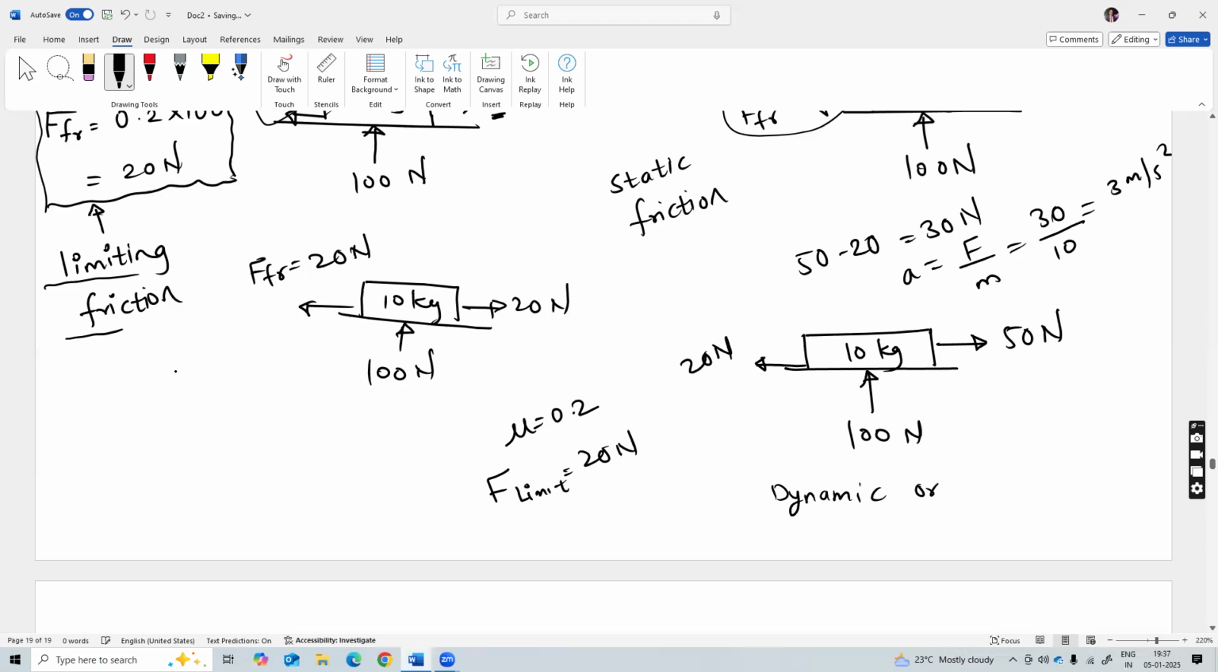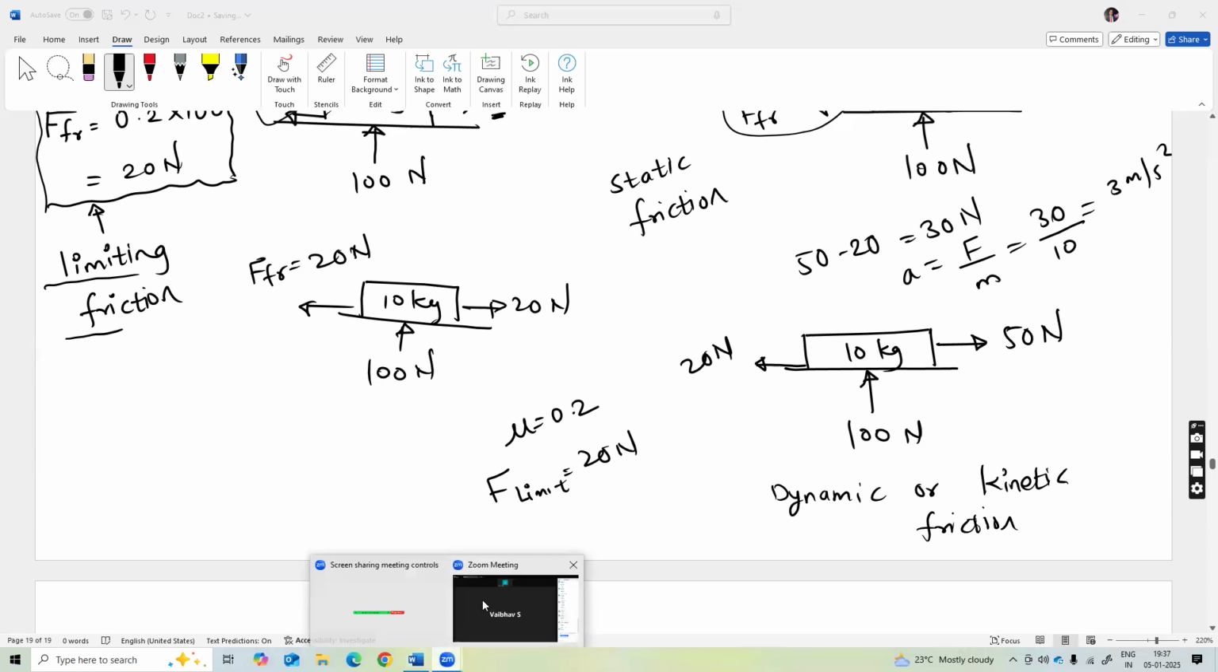or kinetic friction, because in this case the object is moving with an acceleration of 3 meter per second square. So it is known as dynamic or kinetic friction. In the first case it was not moving, and therefore it was known as static friction. And limiting frictional force is basically the force above which the body will start moving. Okay, so this is how you can learn about the types of friction. Is it clear?